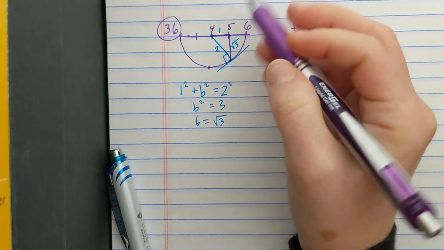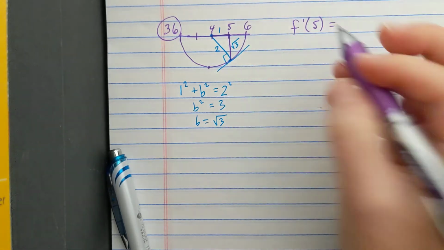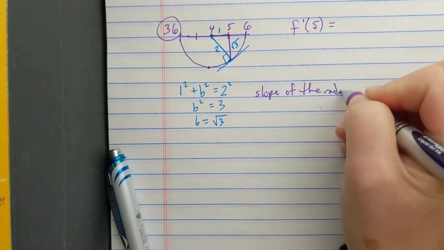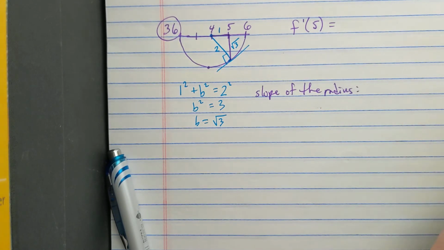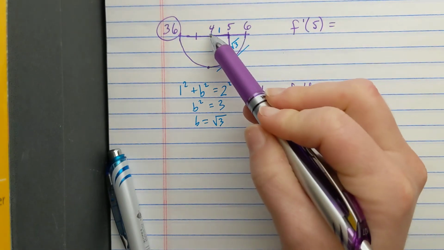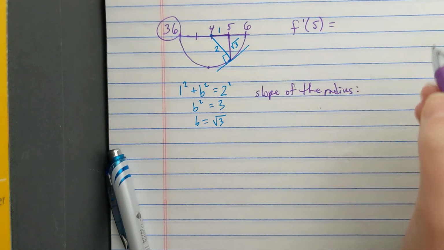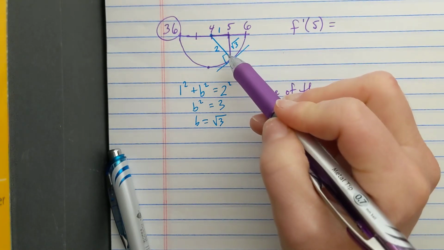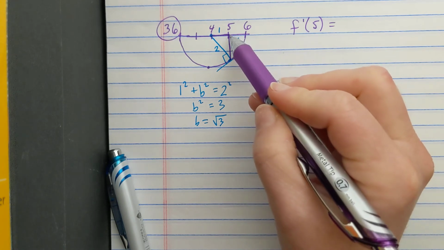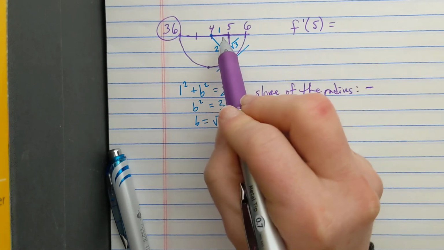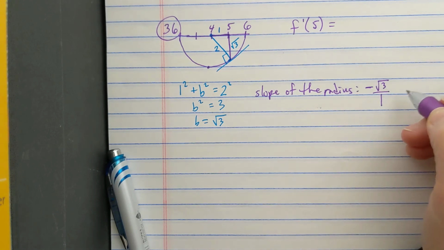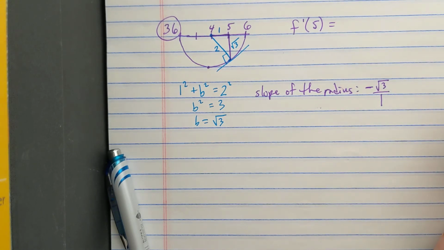Let's take a look at the slope here. If I think about rise over run, I know the slope of the radius. This line is definitely slanted downwards. We should end up with a negative for that slope. And then rise over run, we're looking at change in y over change in x. The change in y is root 3. The change in x is 1. So we're looking at negative root 3 over 1, or just negative root 3. That's the slope of the radius.